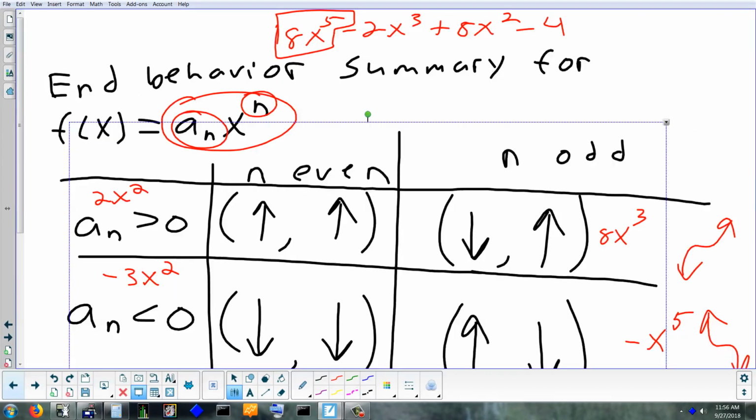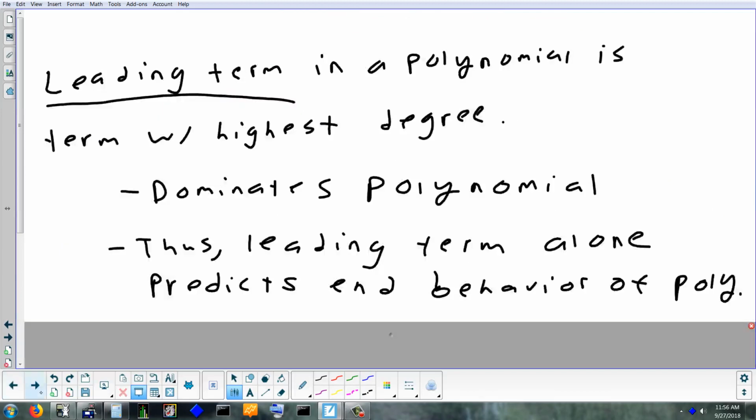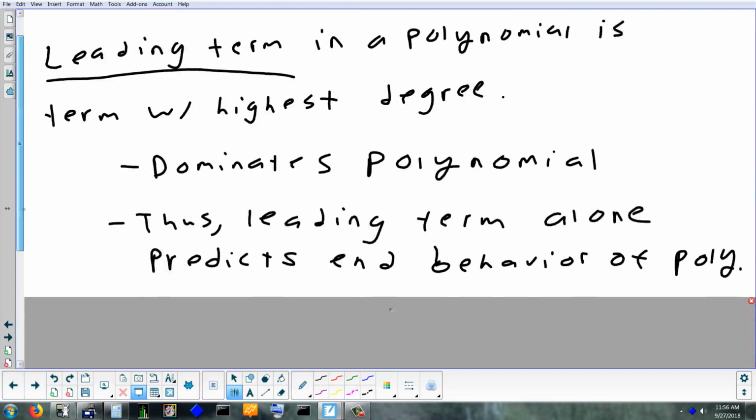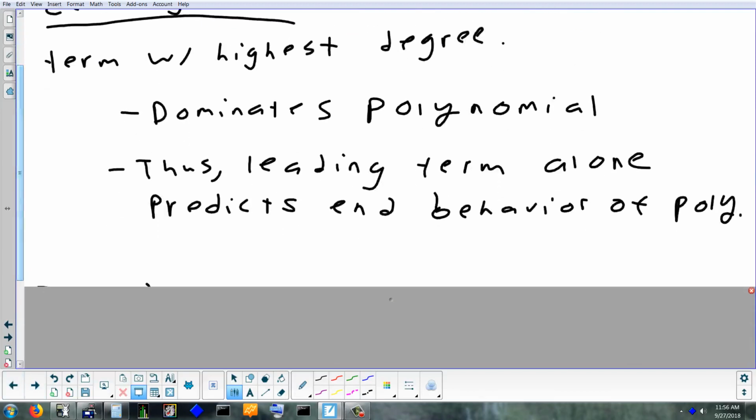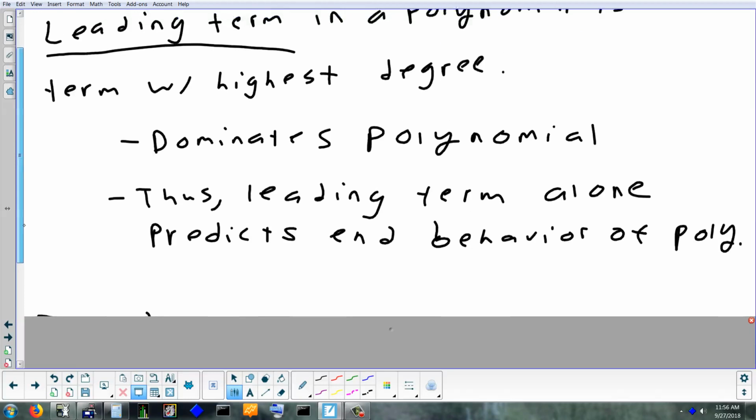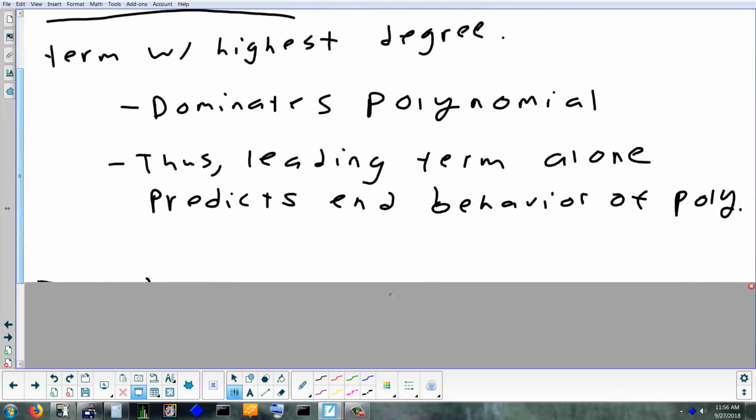If you've got other stuff after it, great. But I could erase or change anything I want right there, and it wouldn't affect the end behavior at all. It might affect the twists and turns in the middle, like the fine details, but it's not going to affect the end behavior. So all you have to look at is the leading term. Any question on that idea?